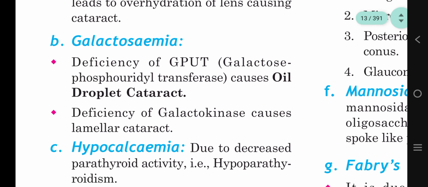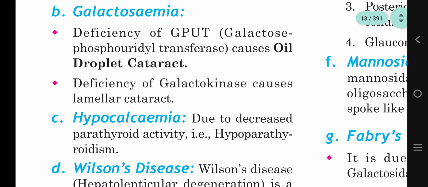Next, another reason is galactosemia. Deficiency of GPUT, galactose phosphate uridyl transferase, causes oil droplet cataract. So, what is the characteristic feature of galactosemia? It causes oil droplet cataract. And what is the deficiency of the enzyme? Deficiency of galactokinase causes lamellar cataract.